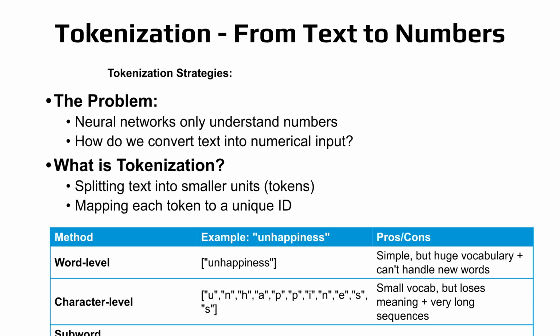Before we go deeper, let's address a fundamental question. How do we convert text into numbers that neural networks can process? This is tokenization, splitting text into smaller units and mapping them to IDs. Word-level tokenization is simple, but creates huge vocabularies and can't handle new words. Character level keeps vocabulary small but loses semantic meaning and creates very long sequences. Subword tokenization, methods like BPE and WordPiece, gives us the best of both worlds. Unhappiness becomes un-happy. Meaningful units with manageable vocabulary size.